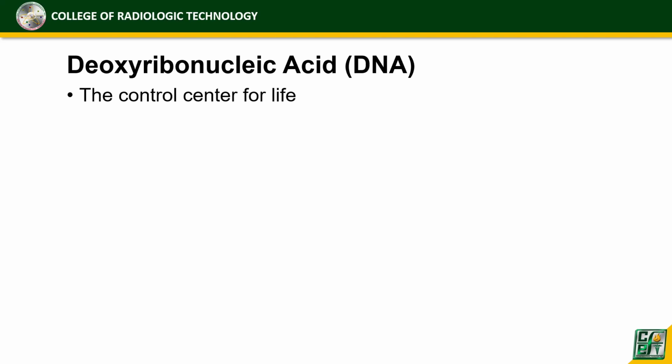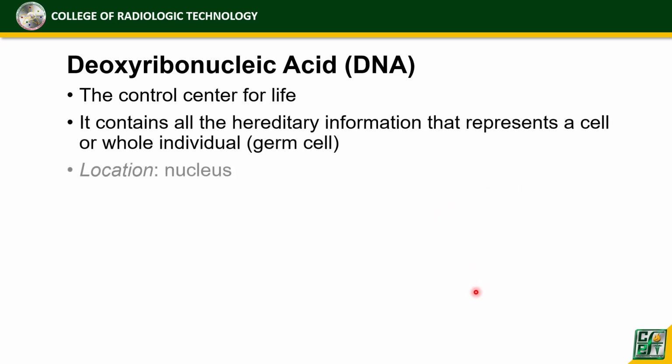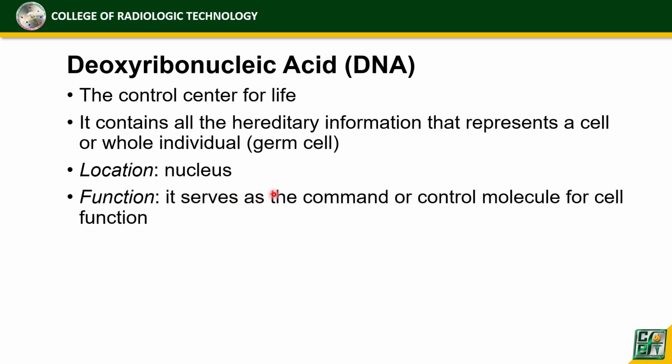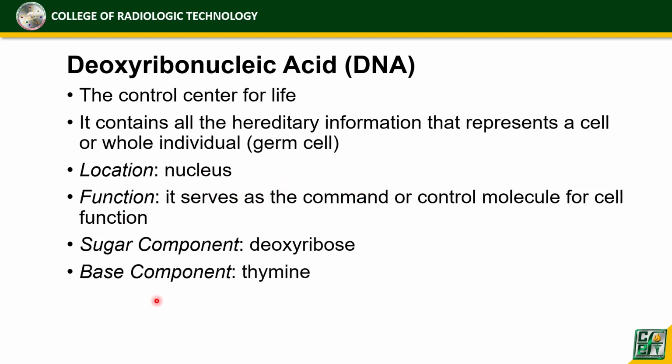Okay, so DNA or deoxyribonucleic acid. So it is the control center for life. It contains all the hereditary information that represents a particular cell or the whole individual. Another term used is germ cell. It can be found in the nucleus of the cell. It serves as the command or control molecule for the cell function.